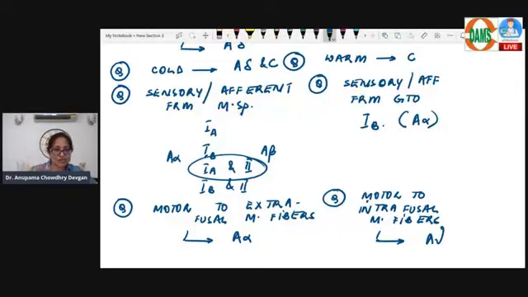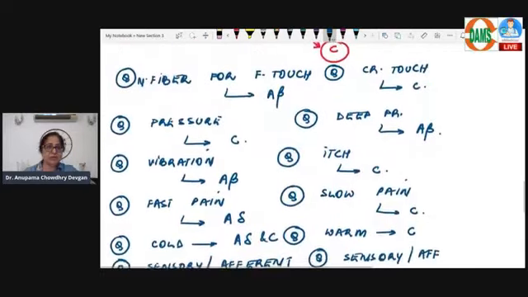Now, what is extrafusal and what is intrafusal? Fusal means spindle. So extrafusal muscle fibers are outside the muscle spindle. These are your somatic motor, and intrafusal muscle fibers means inside the muscle spindle, and that is known as A gamma. Right? So let's see this once again. Let's see all these questions which I've done with you.